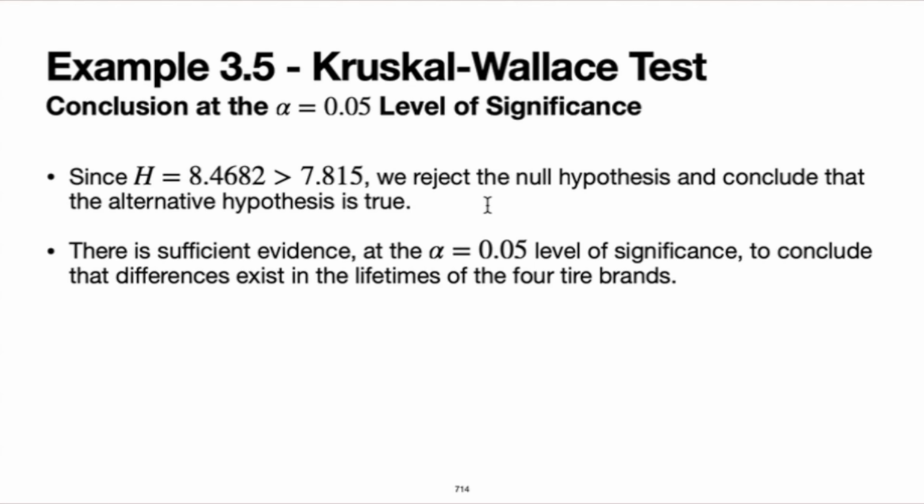The critical point for this test at the 0.05 level of significance was 7.815. And so since the value of the test statistic is greater than 7.815, we reject the null hypothesis and conclude that the alternative hypothesis is true. And so there is sufficient evidence at the 0.05 level of significance to conclude that differences exist in the lifetimes of the 4 tire brands.